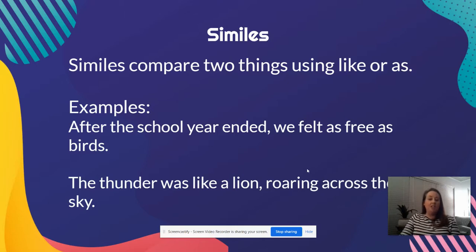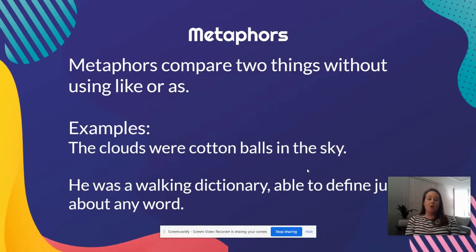Now we have another type of comparison, which are metaphors, where they compare two things, but they do not use like or as. For example, the clouds were cotton balls in the sky. We're comparing the clouds to that of cotton balls, so you can get an idea of what that looks like. Next, we have he was a walking dictionary, able to define just about any word. So we're comparing the boy to that of a dictionary, and we're not using like or as.